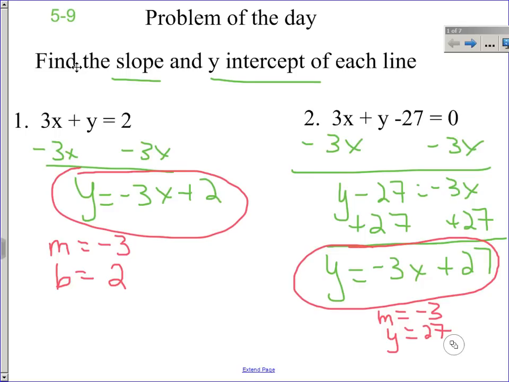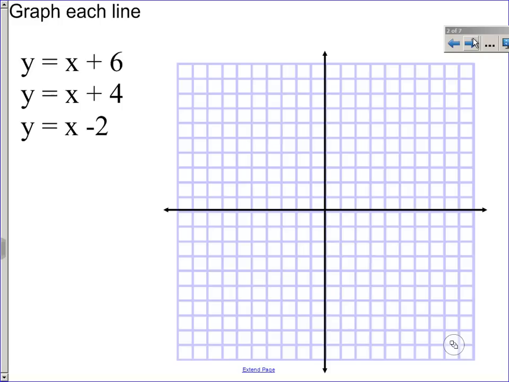So now let's move into our lesson. Please take a moment and graph each of these lines. I'm going to start with the first one. I start with my intercept, so y equals 6, 2, 4, 6, and my slope is 1, rise 1, run 1. And I can draw my line.